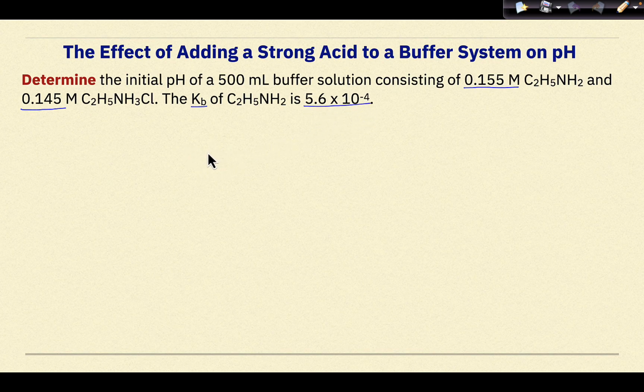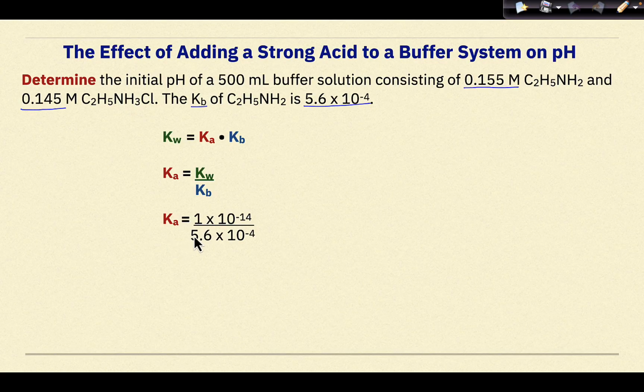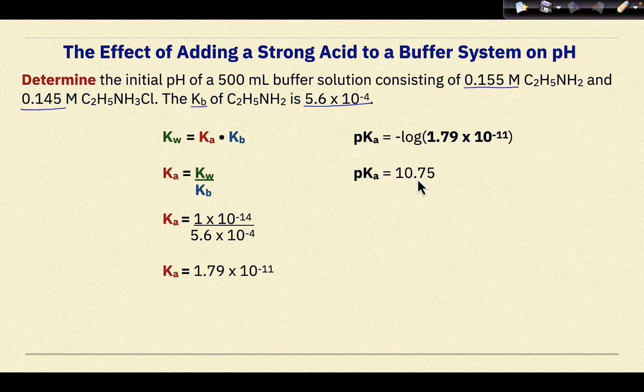So the first thing that we're going to do is calculate Ka. We'll rearrange this formula to solve for Ka, where Ka is equal to Kw divided by Kb. Then we'll plug in our values, where Kw is 1 times 10 to the negative 14, and the Kb given from the stimulus is 5.6 times 10 to the negative 4. We calculate the Ka value to be 1.79 times 10 to the negative 11, and then we can use that number to calculate pKa. So we'll plug in 1.79 times 10 to the negative 11 into this pKa formula, and we'll determine that the pKa value is 10.75.